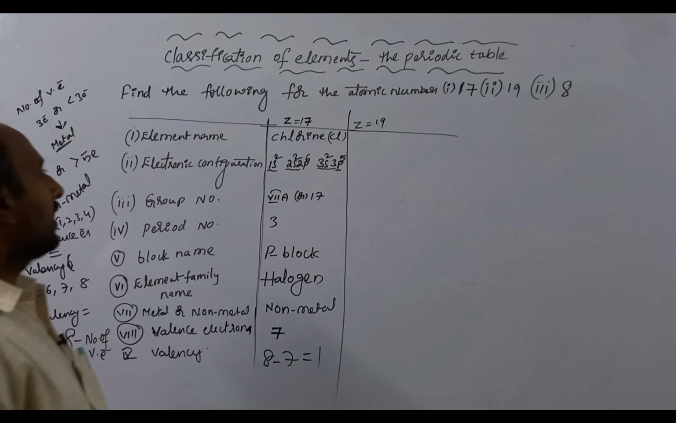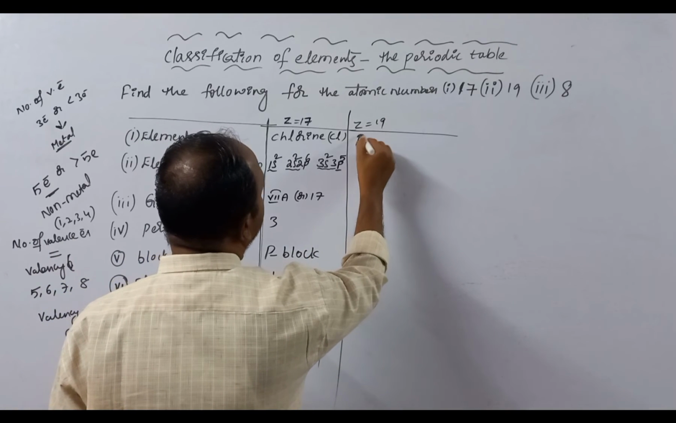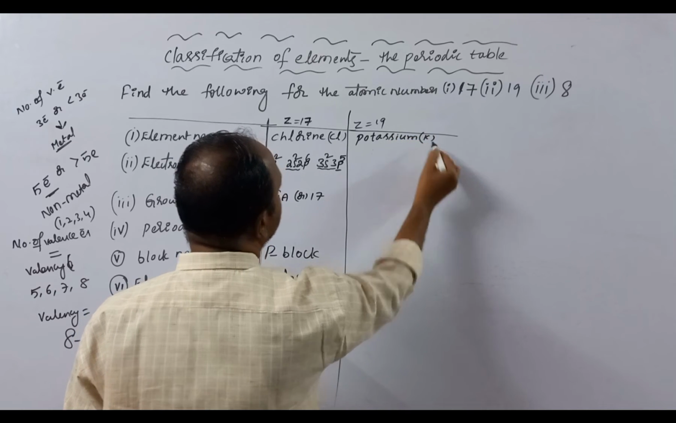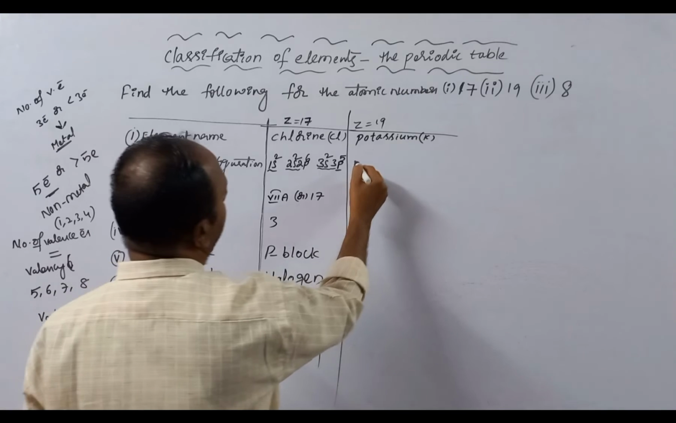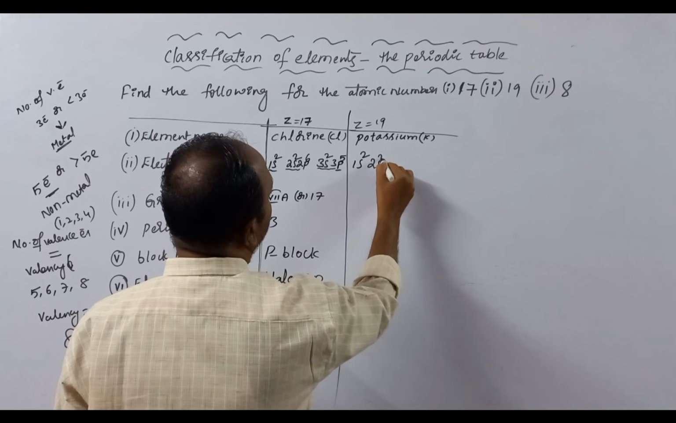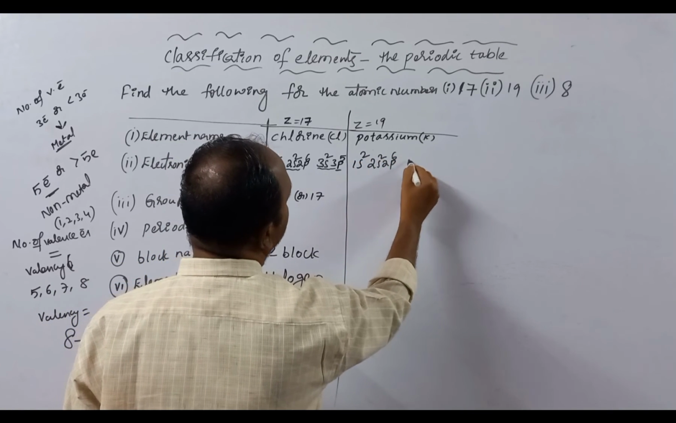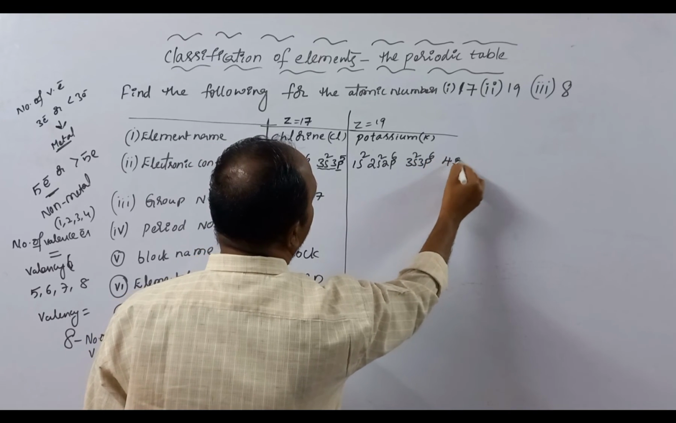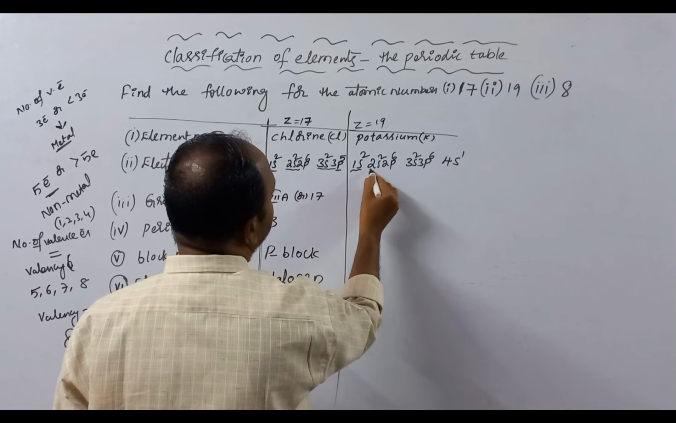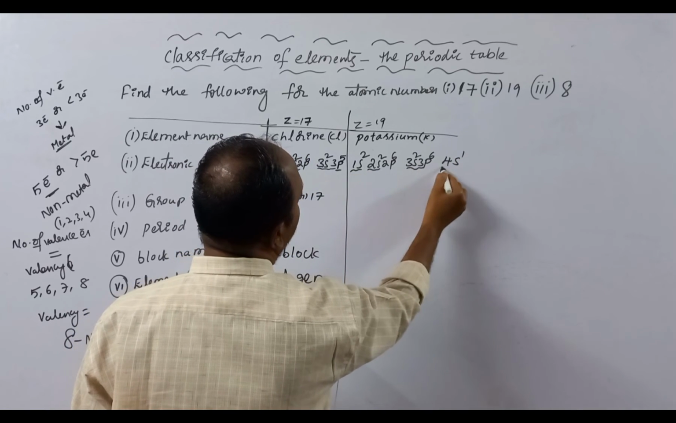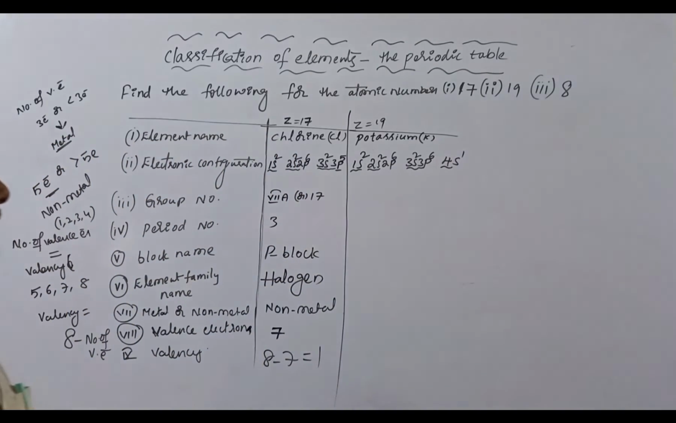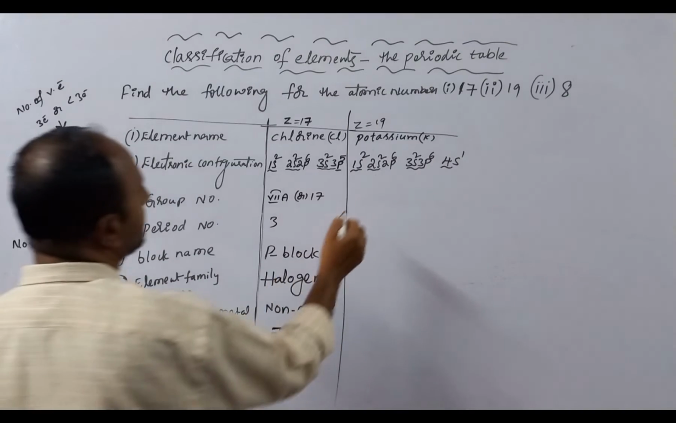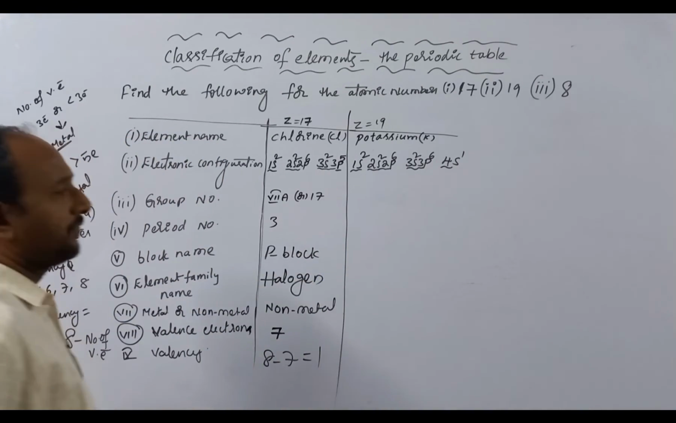So atomic number 19 means it is potassium. Element name is potassium, symbol is K. Electron configuration 1s2, 2s2, 2p6, 3s2, 3p6 and 4s1. It is shell number 1, shell number 2, shell number 3, shell number 4.